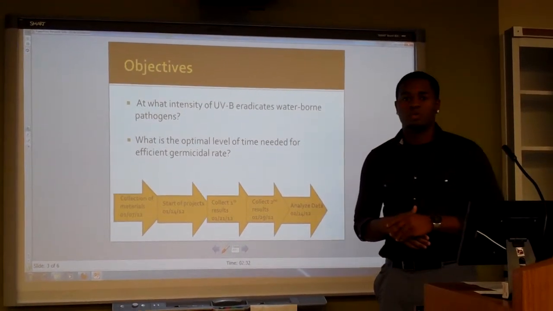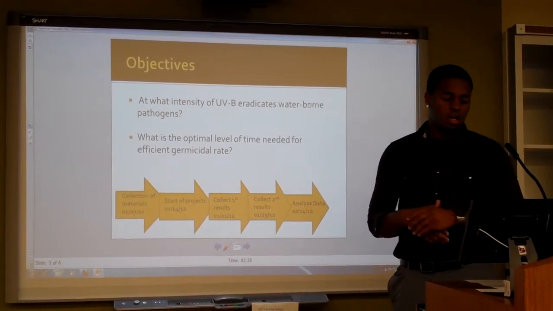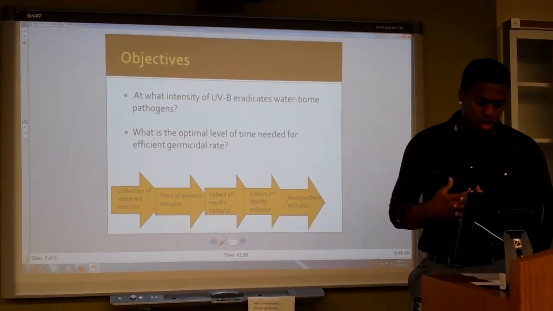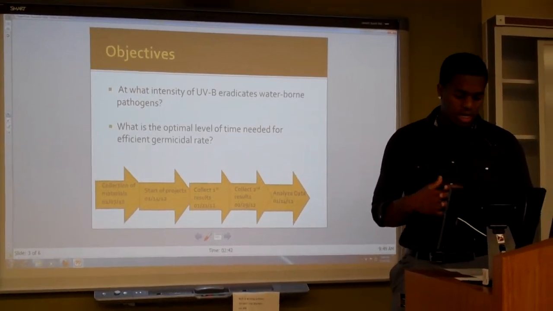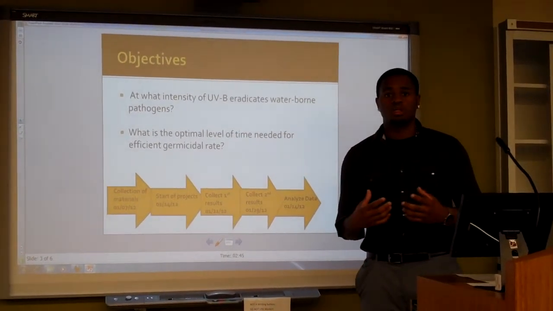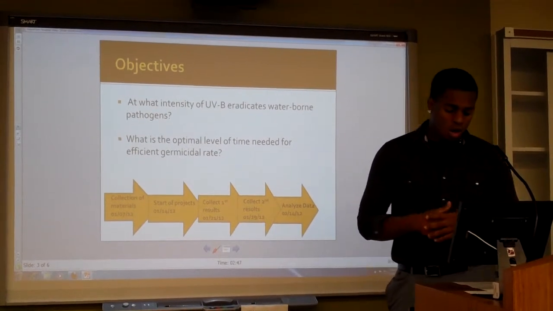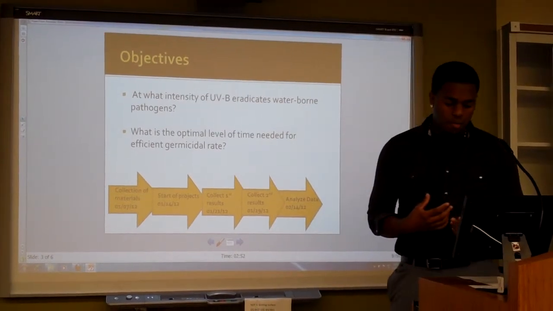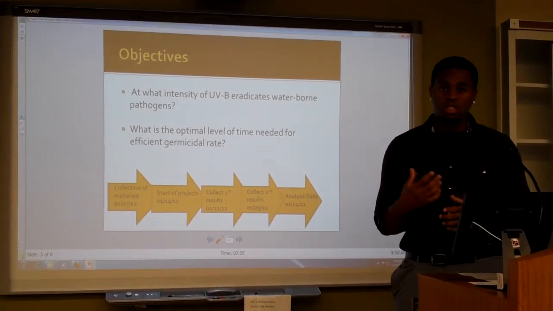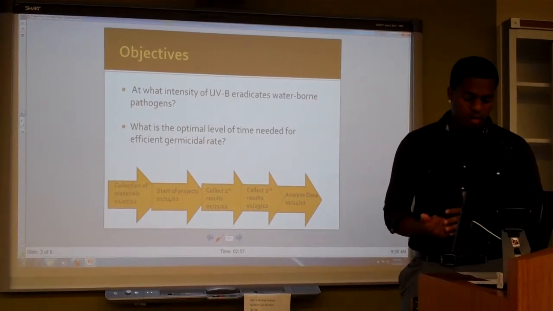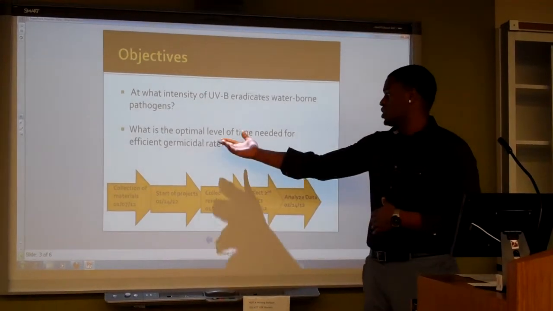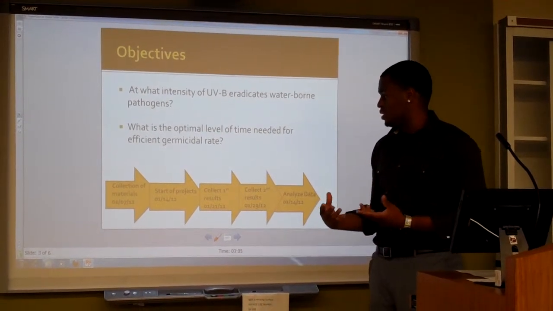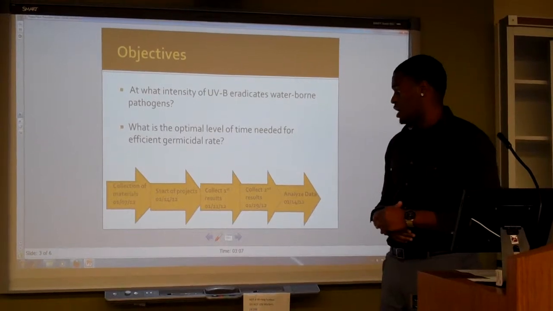I'll touch a little bit on the photoelectric effect, from a paper written by Einstein. Since the intensity of the sunlight changes throughout the year and daily, does the relationship between the intensity and the frequency matter to maximize the germicidal effect of killing off the bacteria? At what optimal amount of time is the most efficient germicidal rate reached? Here's a simple timeline of how I'll be carrying out my experiment.